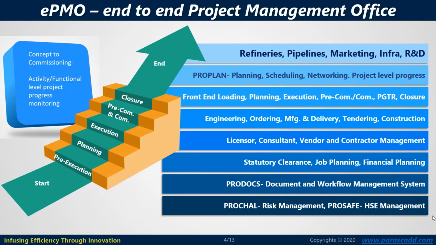Then front end loading, job planning, execution, pre-commissioning, PGTR and closure, and function level monitoring for the engineering group, ordering, manufacturing, delivery, tendering, and the construction. So various stakeholders engaged over here are licensors, consultants, vendors, and various contractors. Key phases like statutory clearances, job planning, financial planning, and MIS monitoring are part of the system.